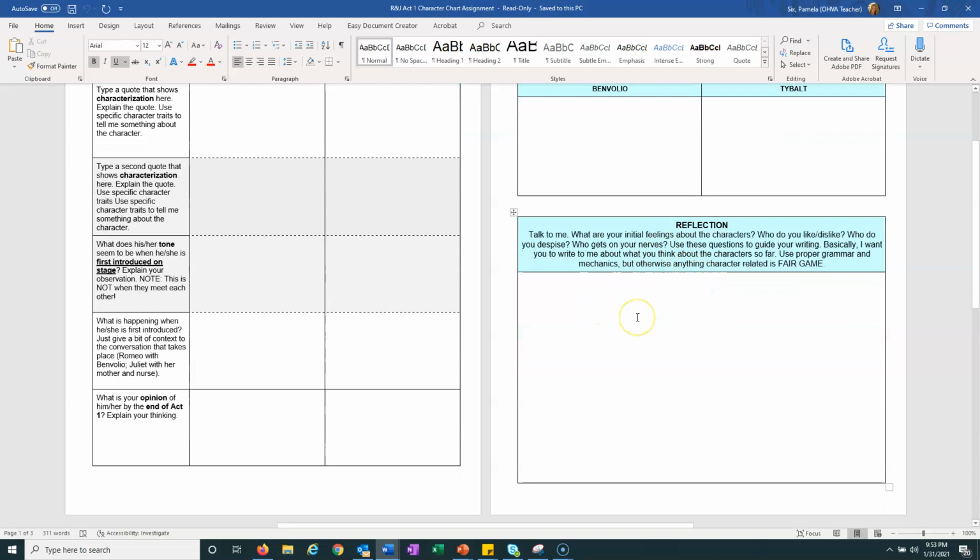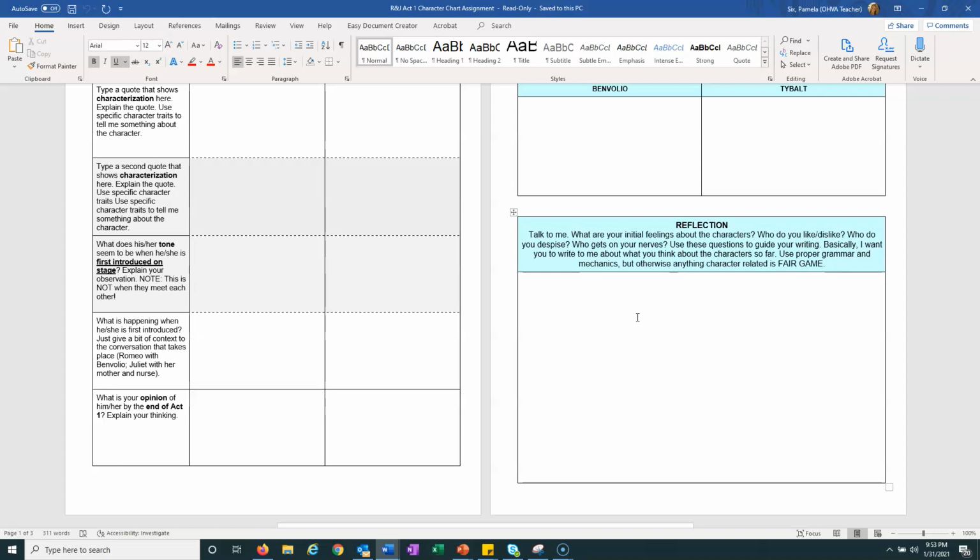The last thing you want to do here is your opinion, total reflection. Who do you like? Who do you dislike? Who's getting on your nerves? Who's annoying? Who are you like, my gosh, get a grip? Or like, oh my gosh, I love them so much. Whatever you want to talk about, it's fair game here.